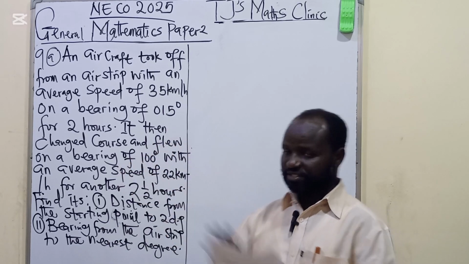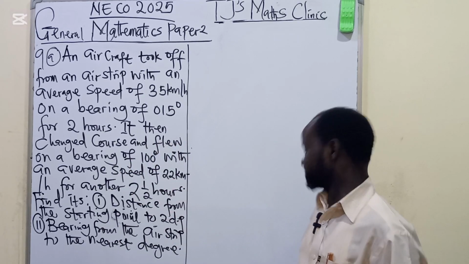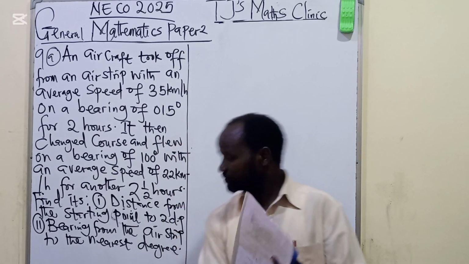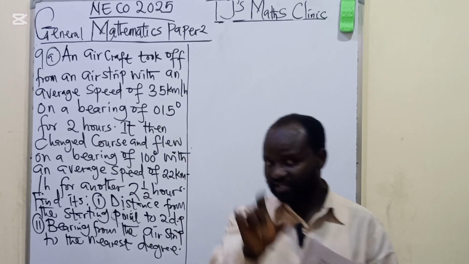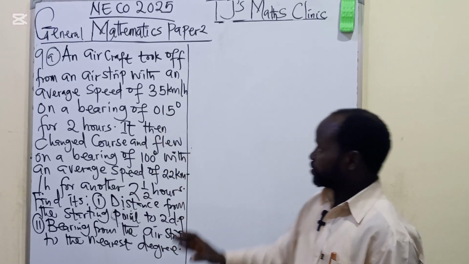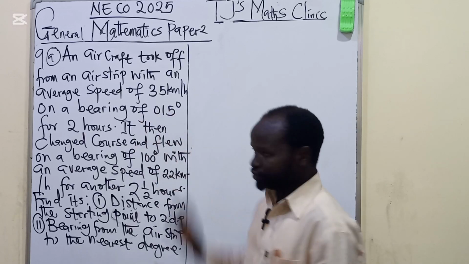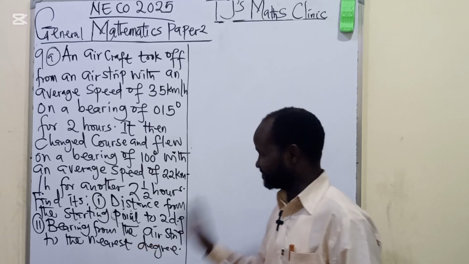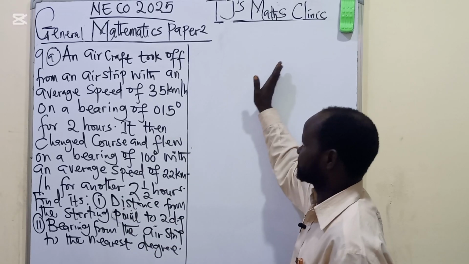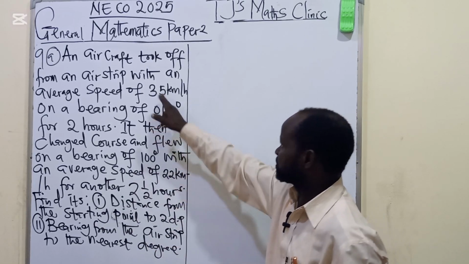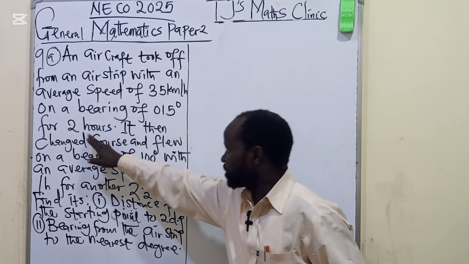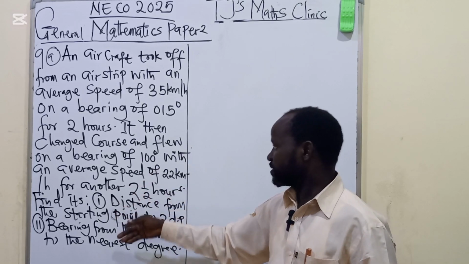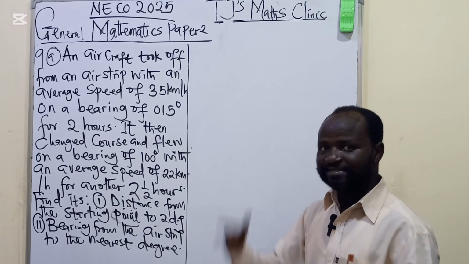Of course, this is from bearings and distance. If we observe this question very well, speed is given, time is given, but distance is not given. So for us to interpret this question, we need distance because we are talking about bearing and distance. Very important. So the first thing for us to do is to get the distance at each instance. When it is 35 km per hour for 2 hours, what will be the distance? When it is 22 km per hour for 2.5 hours, what will be the distance?